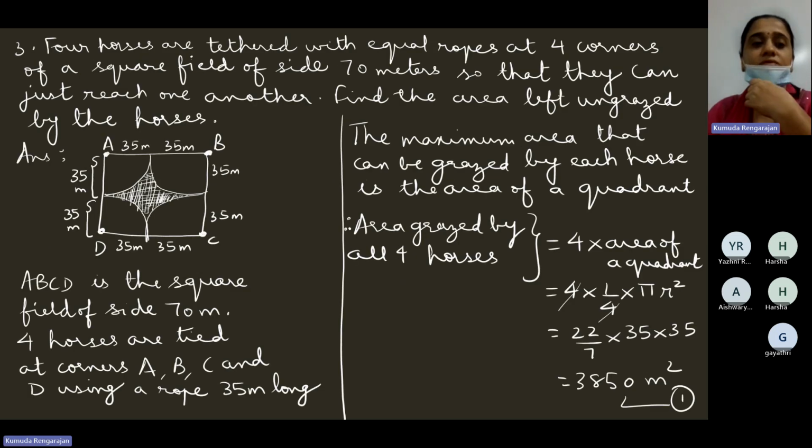So the question says four horses are tethered with equal ropes. Supposing this is a pole, and an animal is tied using a rope. When the animal moves around the pole, keeping the rope taut, fully stretched, what is the shape it will trace?